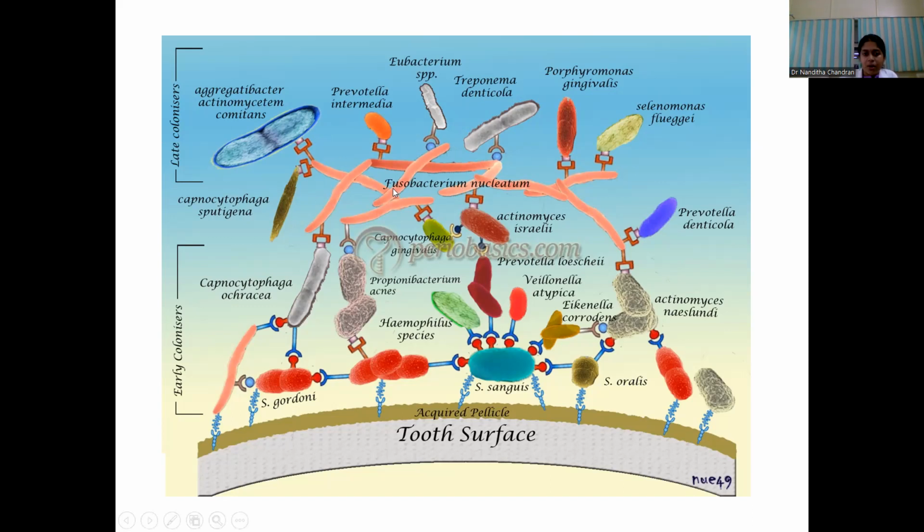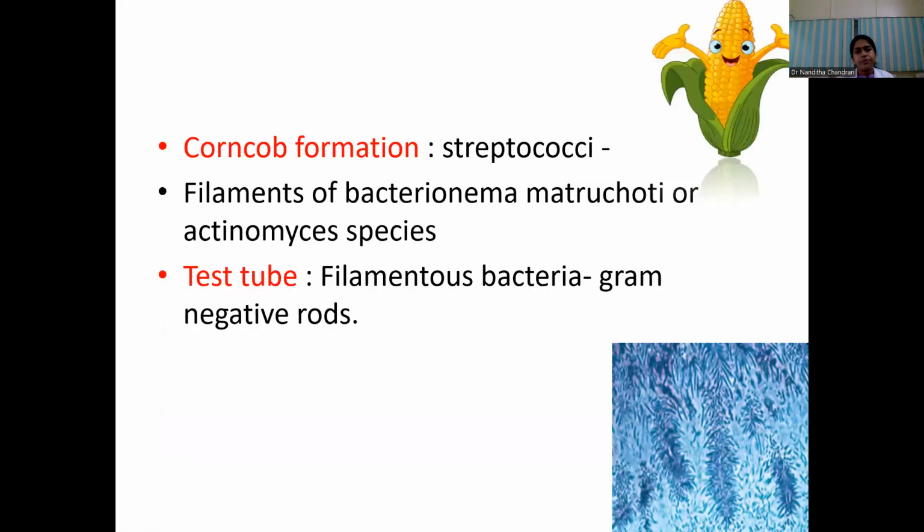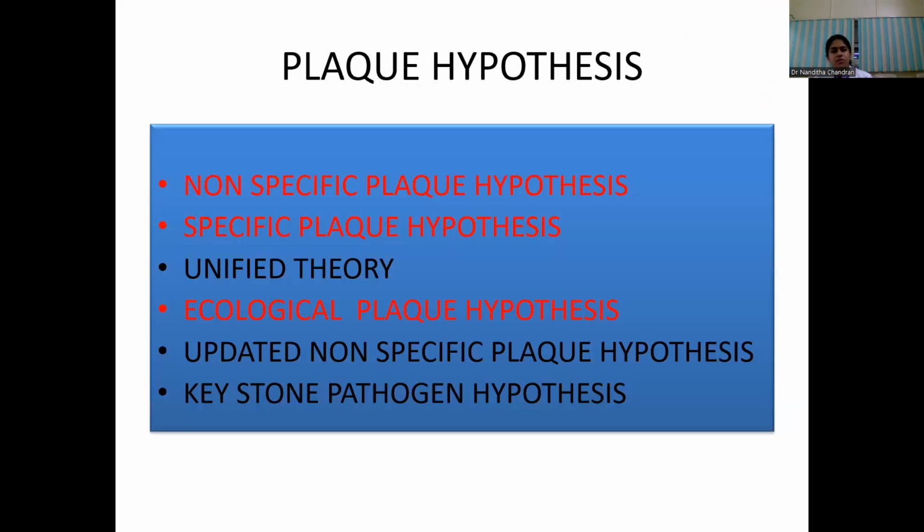From this picture, we can clearly make out this group of organisms, Fusobacterium nucleatum. It is a microorganism which can co-aggregate or adhere with a number of other different species. So this is the entire event happening during plaque formation. We have two specific types of co-aggregation, called corncob formation and test tube brush formation. Example for corncob is co-aggregation between Streptococcus and filaments of Bacterionema matruchotii or Actinomyces. Example for test tube brush or bottle brush formation is filamentous bacteria and gram-negative bacteria.